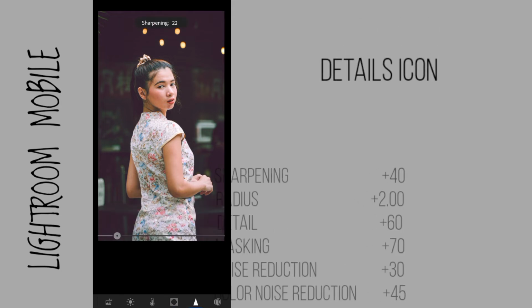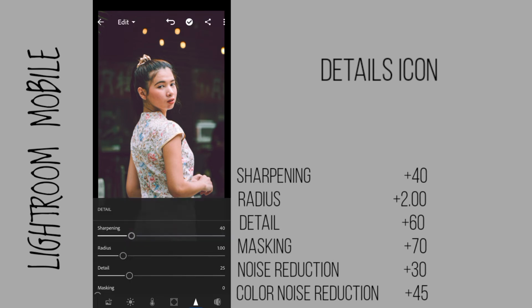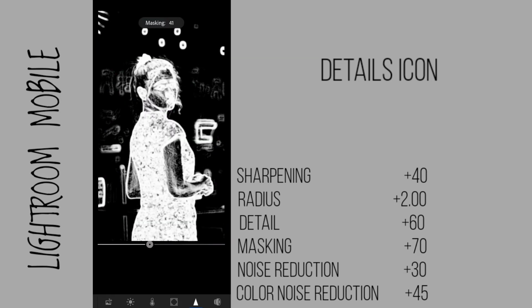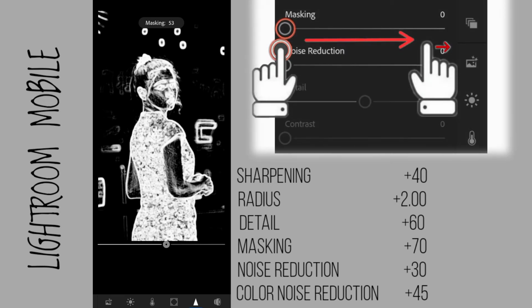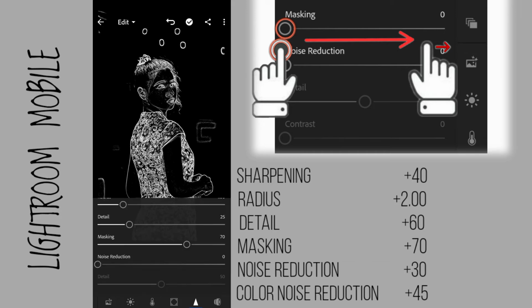Go to the details icon. I bring up the sharpening to +40 to give more illusion of detail and sharpness by adding contrast to edges. And I bring up masking to +70 to sharpen only the very specific parts of the image. Now tap and hold. Start dragging the masking slider to the right and you notice some areas start to highlight in white. Essentially everything in white is sharpened, everything in black is not affected.